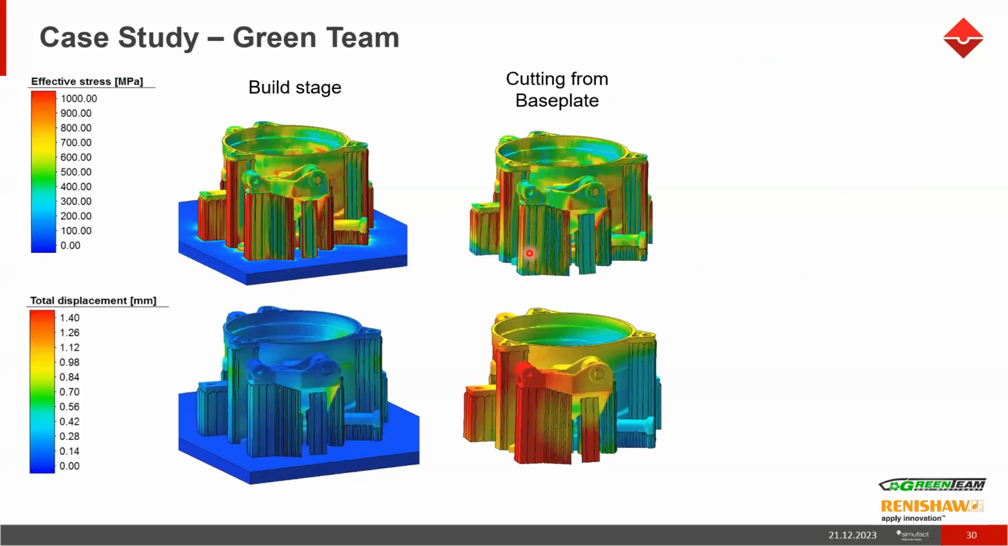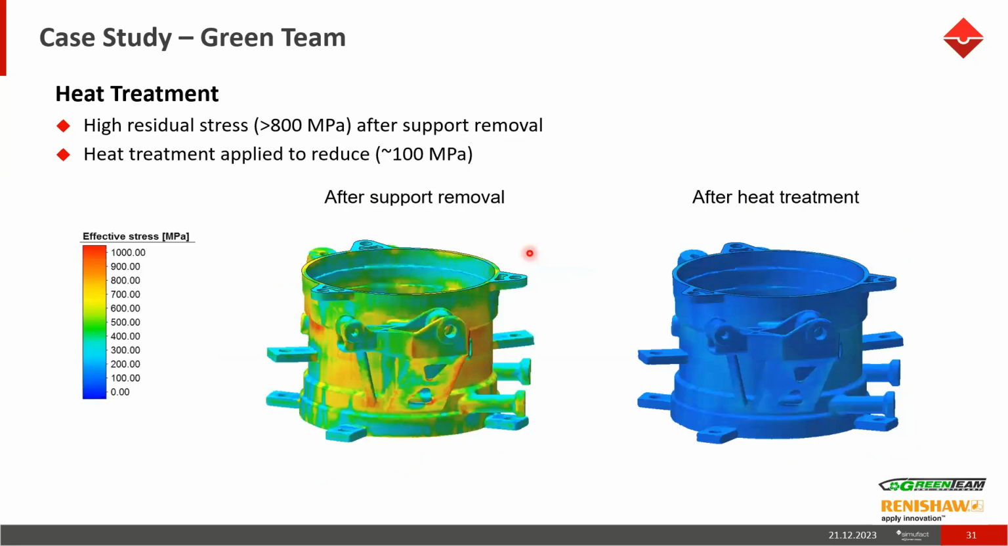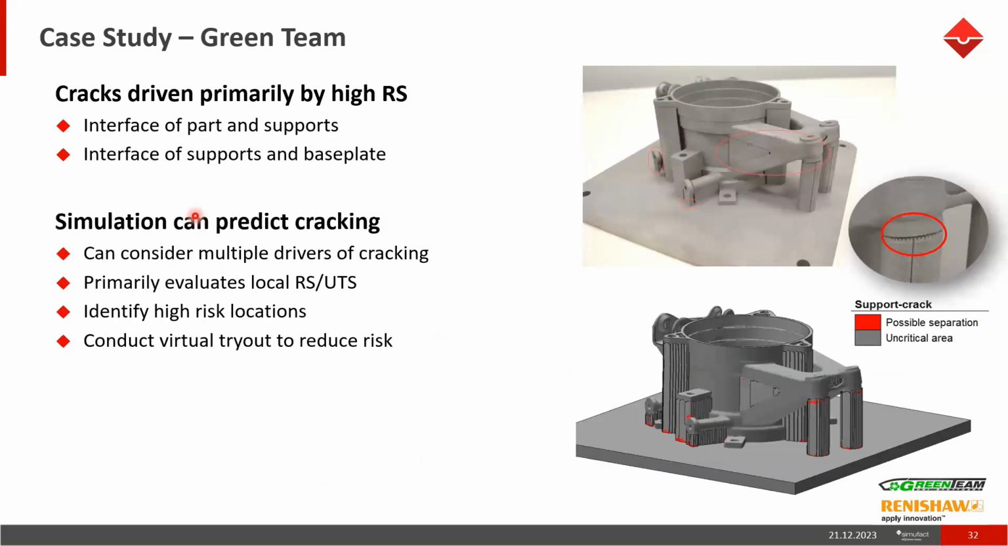This shows the different build stage case study: the cutting from the base plate, support removal, different stages in the analysis. Then you can do a heat treatment to relieve the residual stress in the components, which can happen during the analysis. Cracks driven by high residual stress can also happen when we build parts like these. The red regions show possible separation of the part from the base plate. This kind of effect can be simulated.